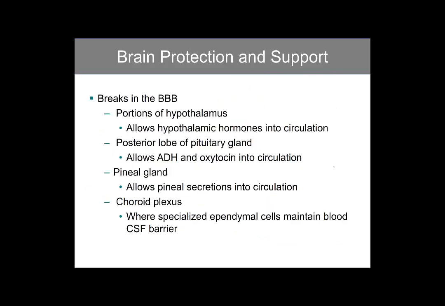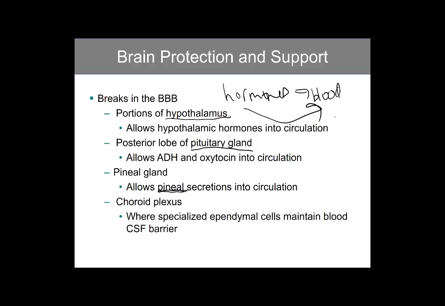There are 4 breaks in the blood-brain barrier. 3 of them are due to hormones. So portions of the hypothalamus, the pituitary gland, and the pineal gland. These are hormone-producing glands or parts of the brain that exhibit a break in the blood-brain barrier, mainly because hormones have to be transported by blood. So you have to have a way to get the hormone to the blood. So this break allows for that.